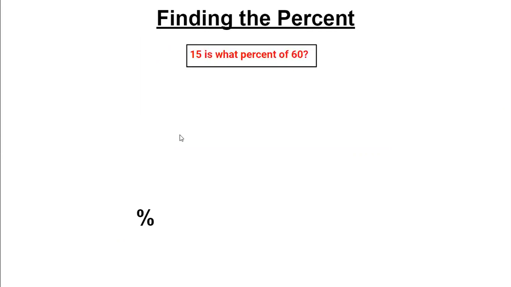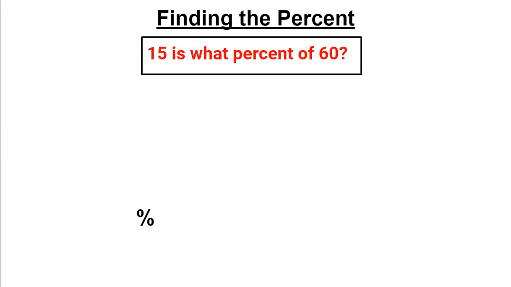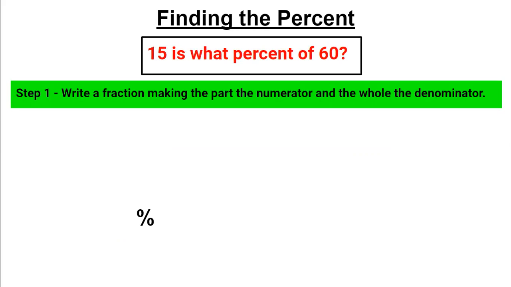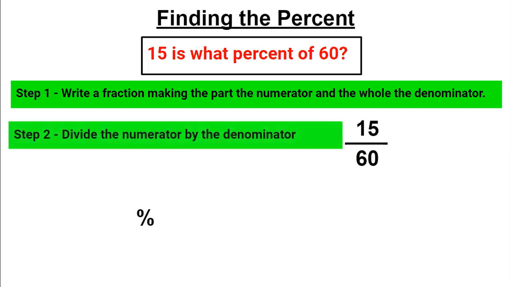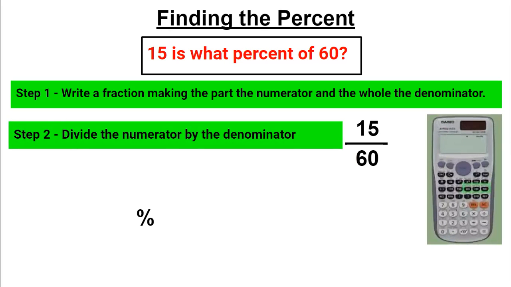Okay, finding the percent. 15 is what percent of 60? Write a fraction making the part the numerator and the whole the denominator. 15 over 60. Divide the numerator by the denominator. Take your calculator. 15 divided by 60 equals 0.25. Okay, so 0.25.